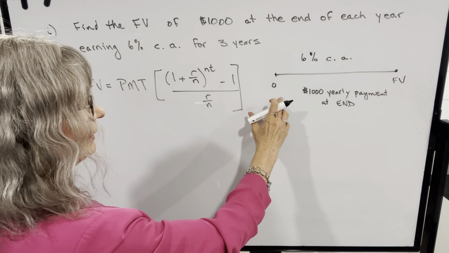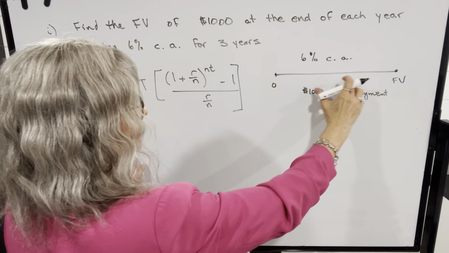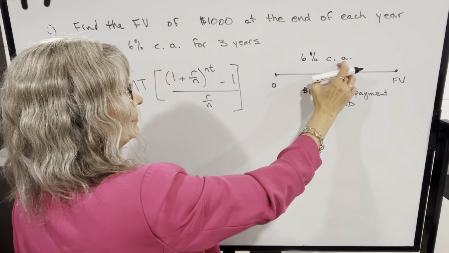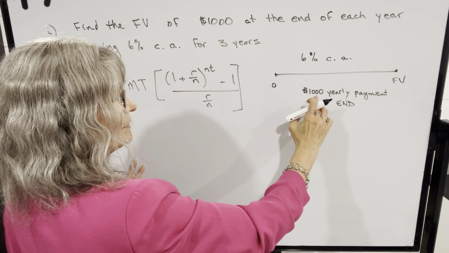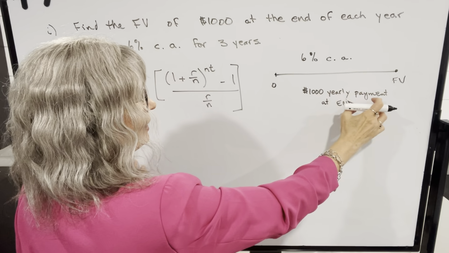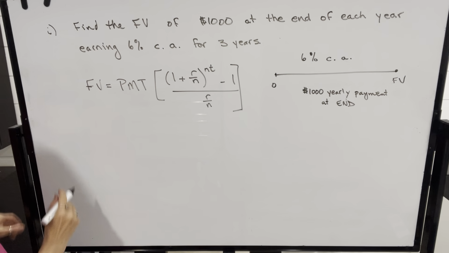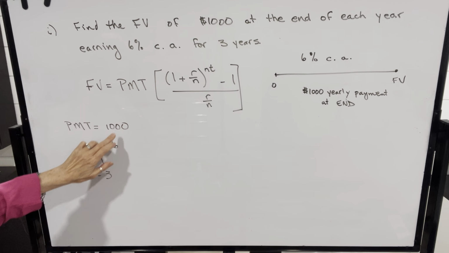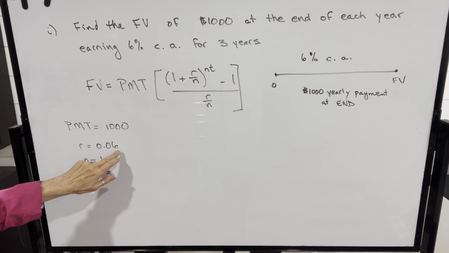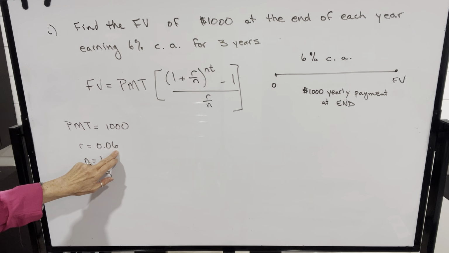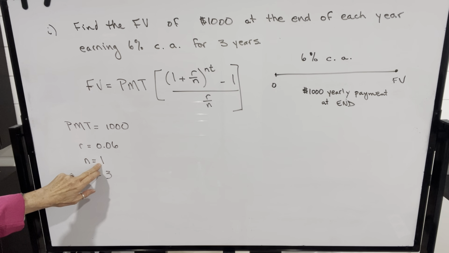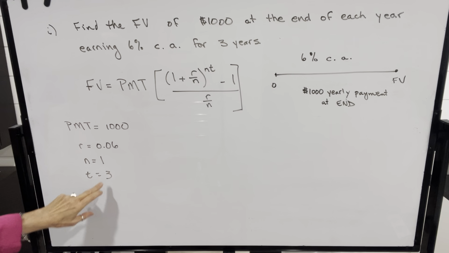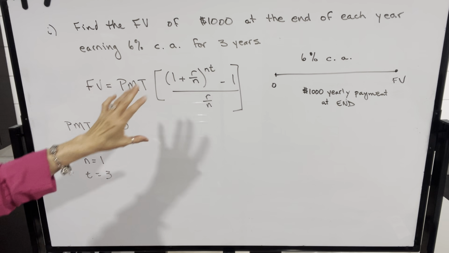If we set up a timeline, we can just write our timeline with the information from the question. We're earning 6% compounded annually, and our payments are $1,000 yearly payments at the end of the year. Now let's list what values we know. We know the payment is $1,000. We know the interest rate is 6%, as a decimal is 0.06. We know the number of compound periods per year, because it's compounded annually, is just 1, and the time is 3 years. So let's plug these values into our formula.